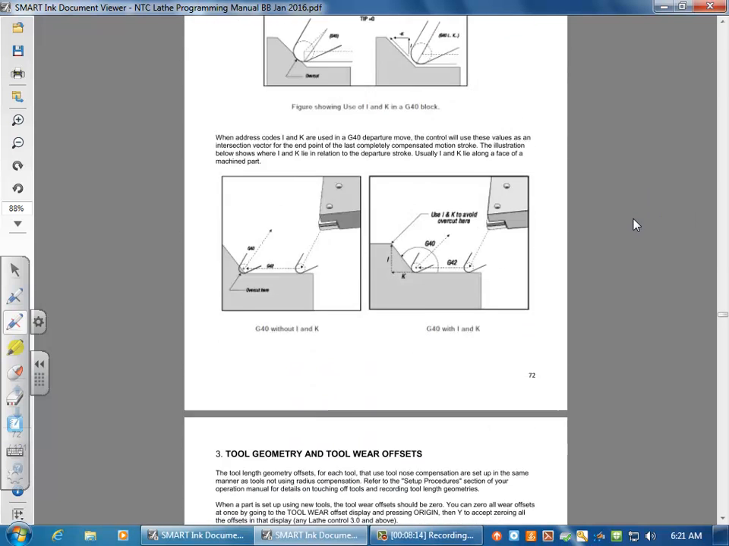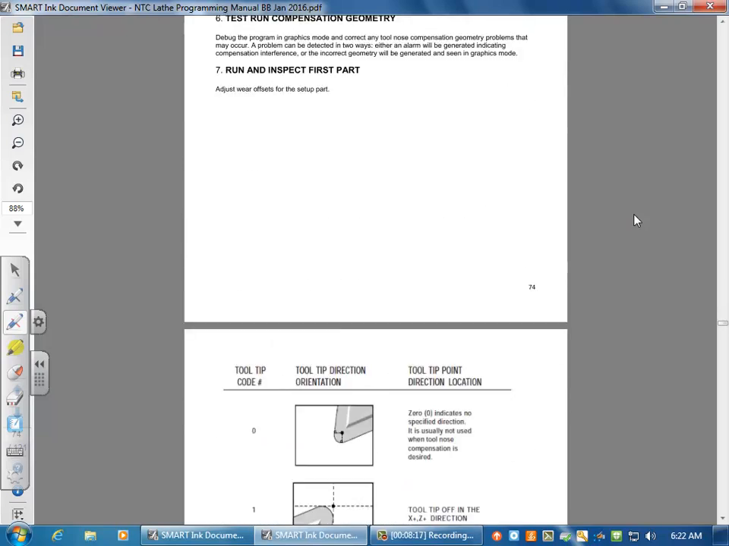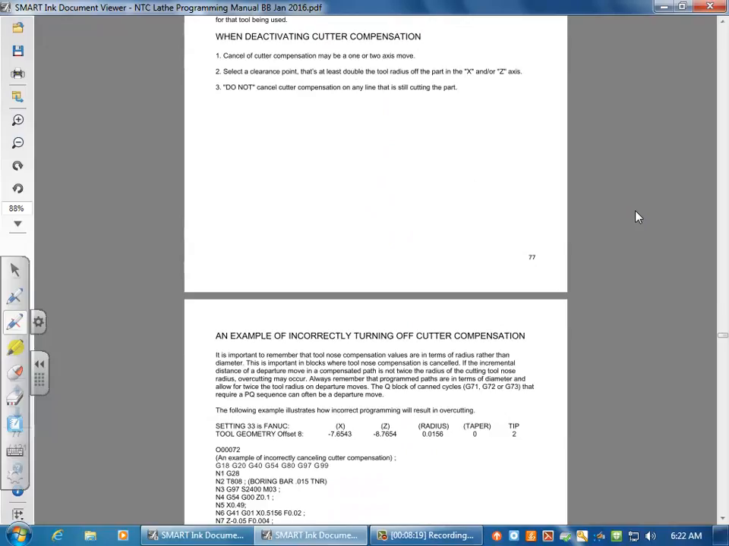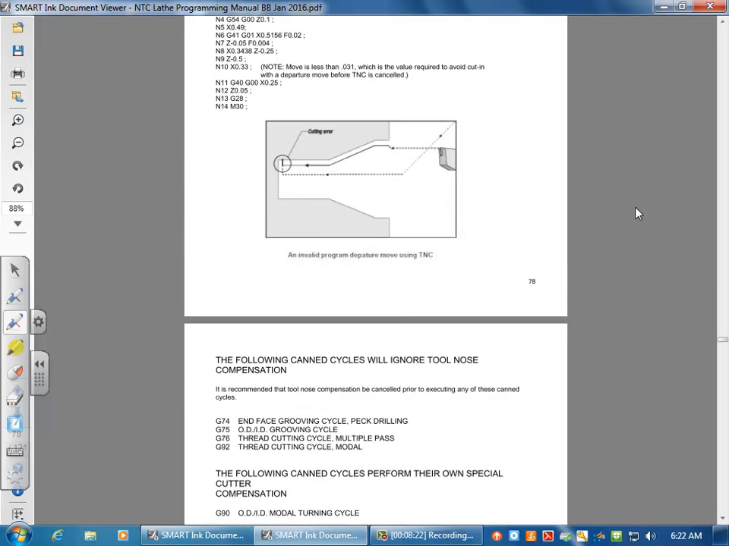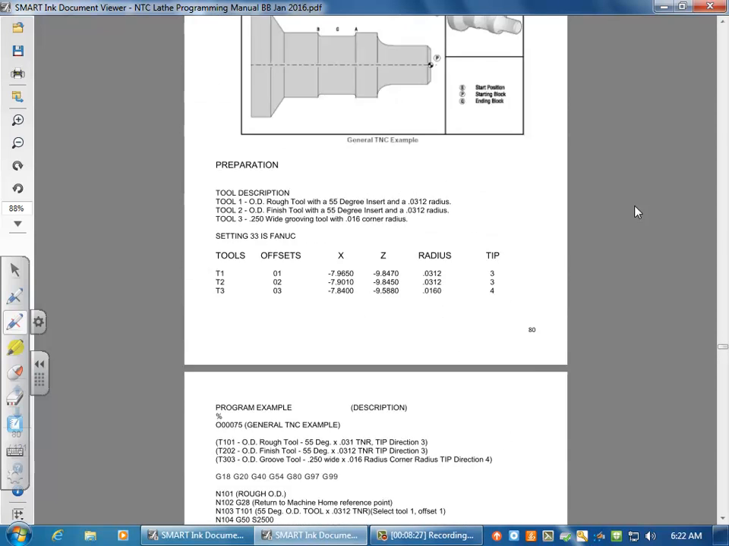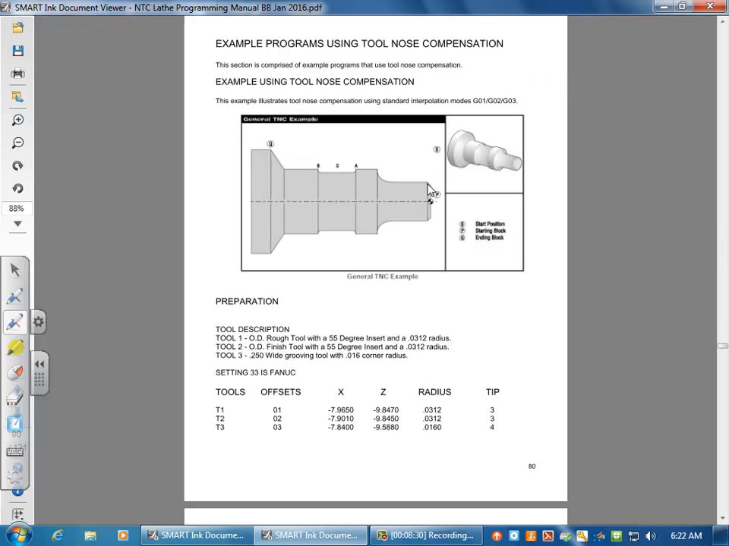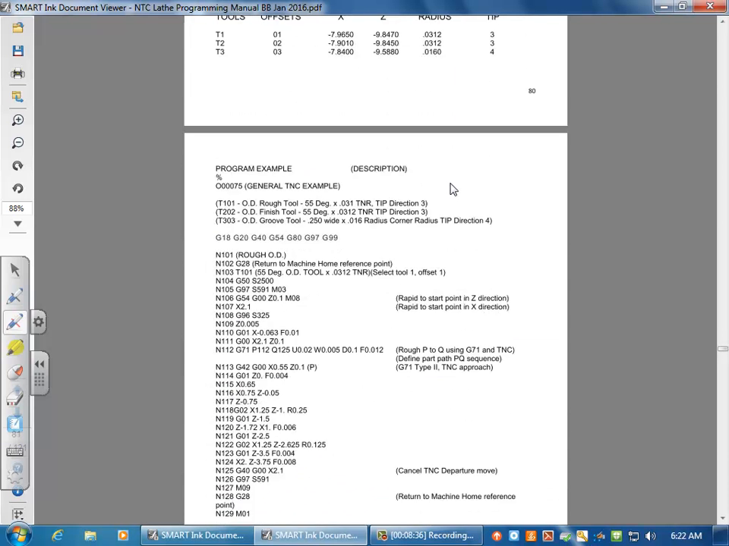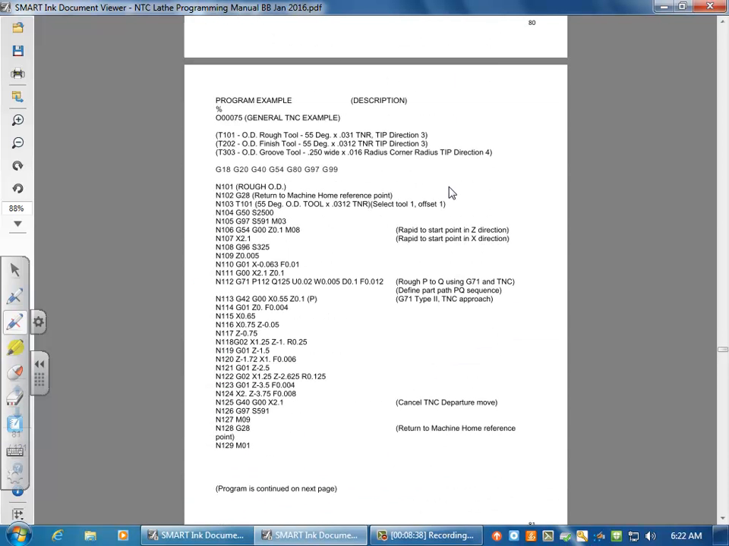So we'll just jump ahead to an example that they have in the book. Okay, so here's an example, page 80. It's going to cut out this part like that using cutter comp. Here's their example program. G71, P112, Q125. So there should be end lines, and looks like I got a misprint here. That should be a 13. And I'm going to guess this is going to be, nope, the 125 is right.